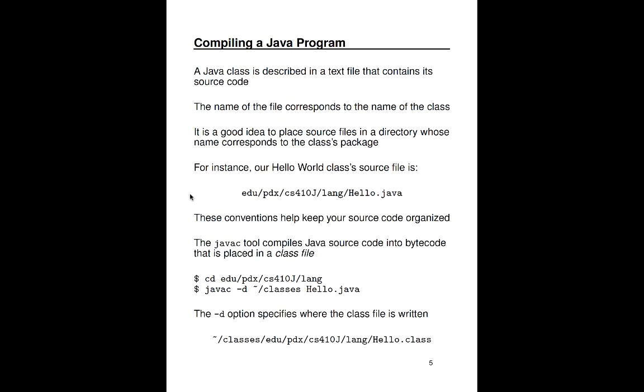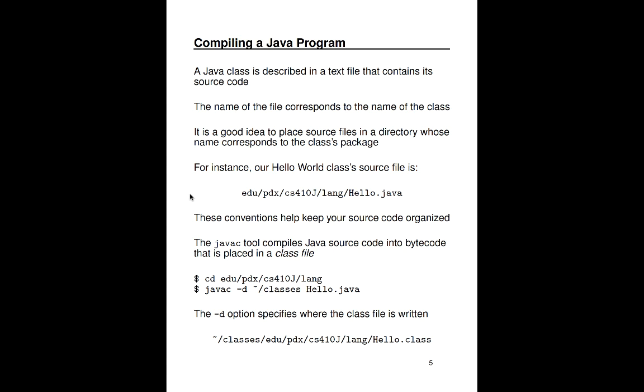So let's talk about how you go about compiling a Java program. The source code for a Java program, which looks a little bit like that Hello World program, is written in a text file. That's what contains the source code, the declaration of the class, and the implementation of all the methods. Now there are some naming conventions in Java that help keep the code organized. One of those naming conventions is that the name of the file corresponds to the name of the class. So the hello class resides in a file named hello.java.